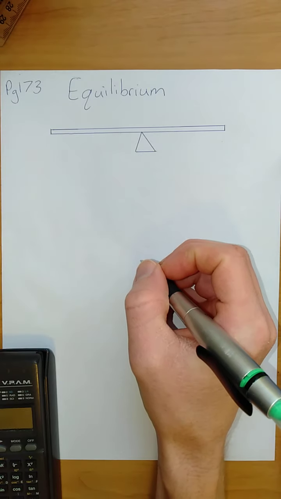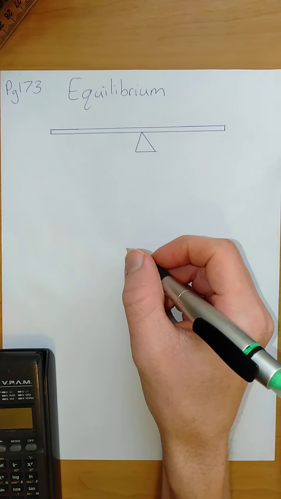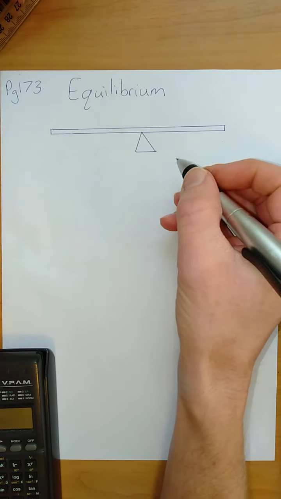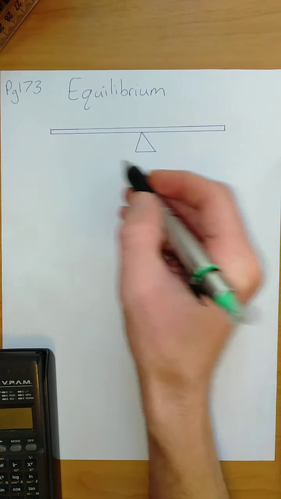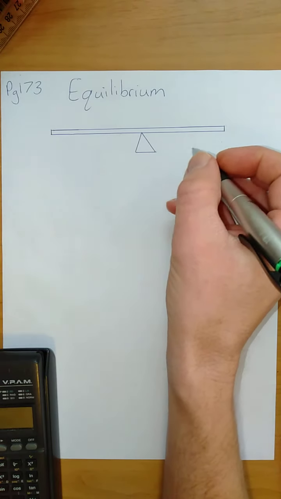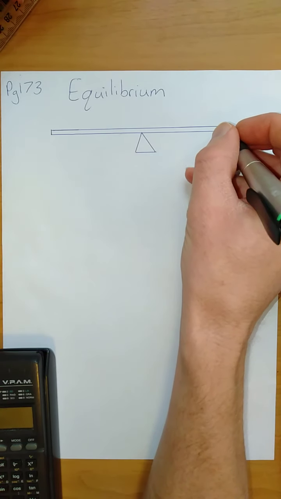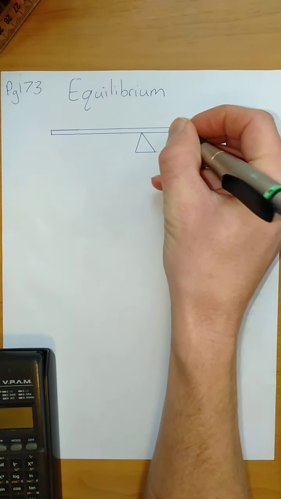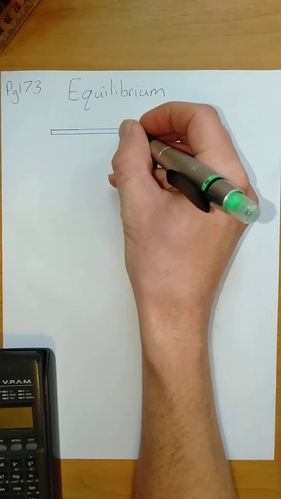This is one of the toughest parts of physics this year, so you'll probably need to watch this video more than once. The first thing here is we've got a plank sitting on its fulcrum. One thing about this plank is that it's got a uniform distribution of mass, which means the density of the plank is constant the whole way.